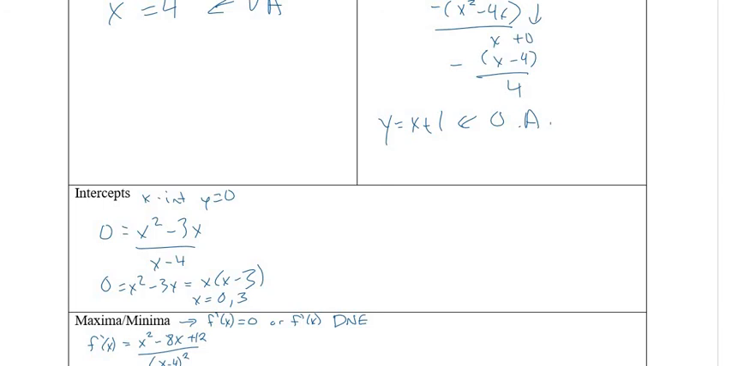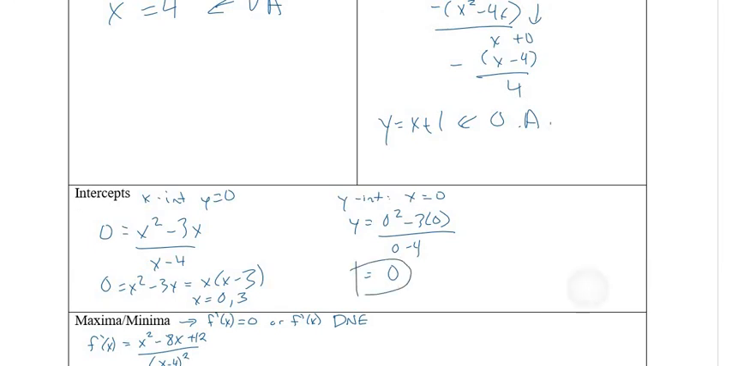And then for the y-intercept, the same thing, except just set x equals 0. So y equals 0 squared minus 3 times 0 all over 0 minus 4. And that's going to work out to 0 for our y-intercept.